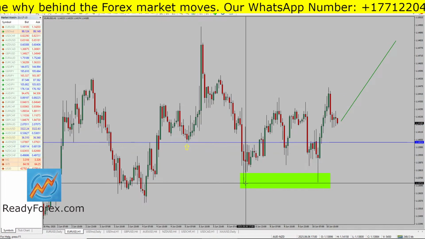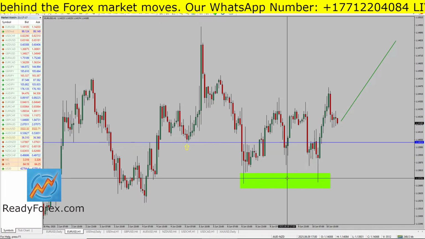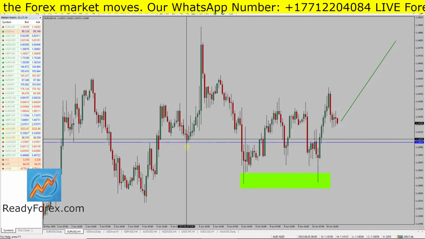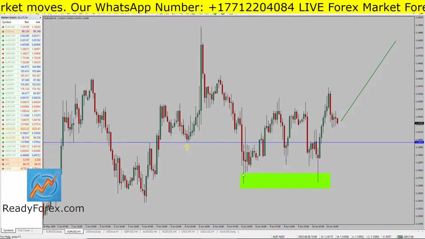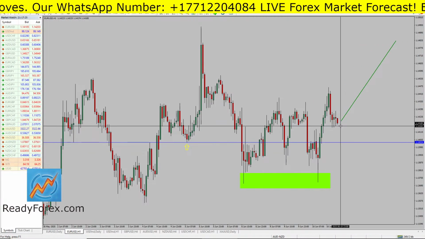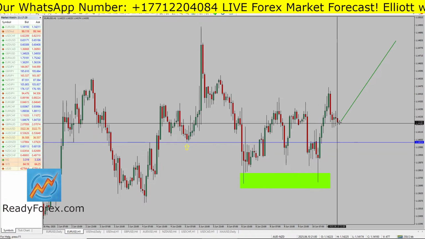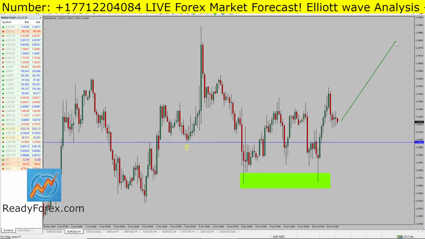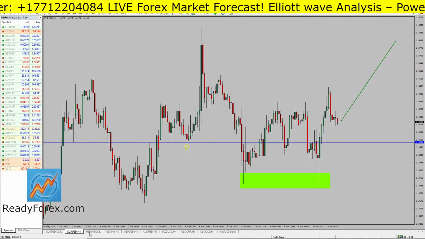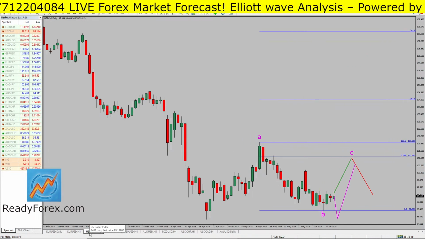We got this tweezer bottom over here. Market tries to break below the support level, so far only a failure. And the way I see, market is just going to move sideways, and then after that expect further upside inside the euro dollar currency pair. Next, let us take a look at the United States dollar index.